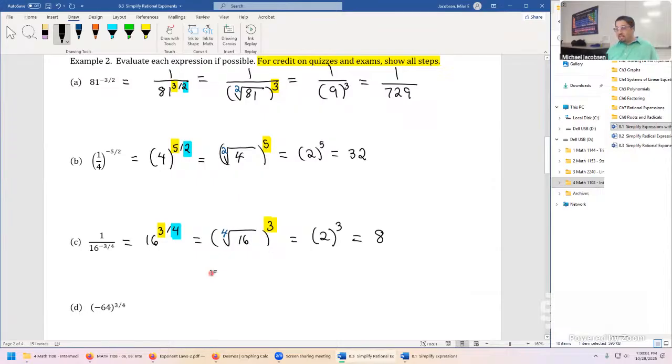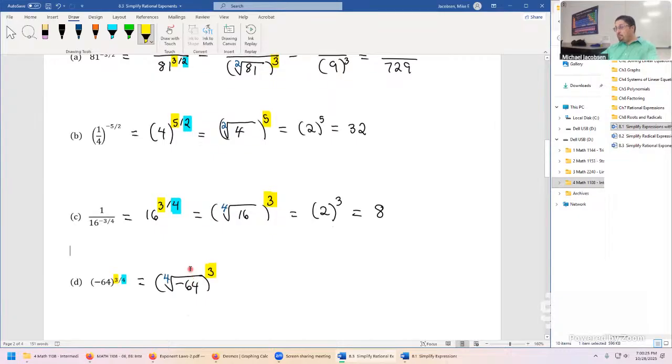Part D, though, is a bit of an exception. This one has us taking a fourth root of a negative 64. So an index of 4 would go right here. The radicand is a negative 64. Just like before, the outer exponent is a power 3.